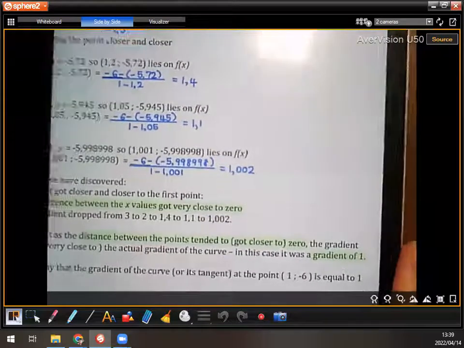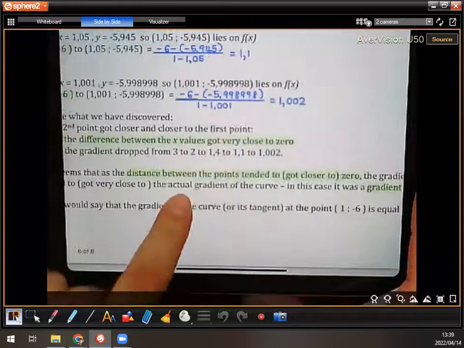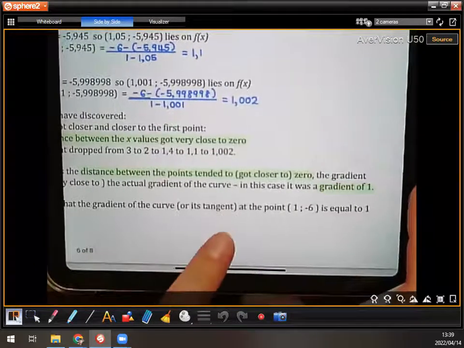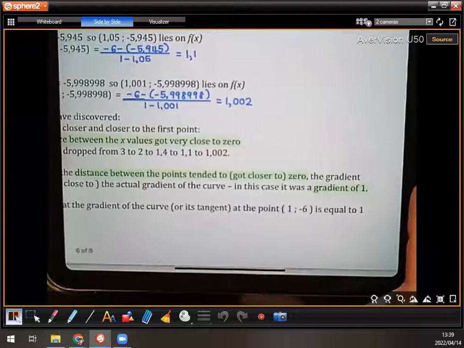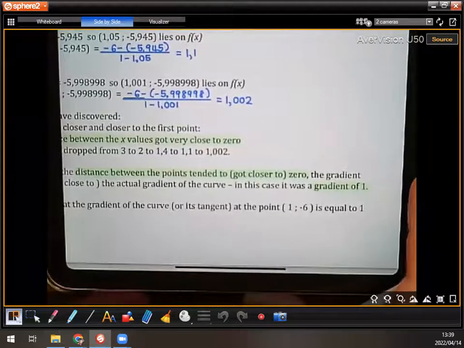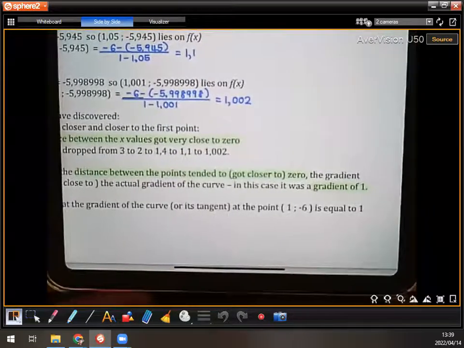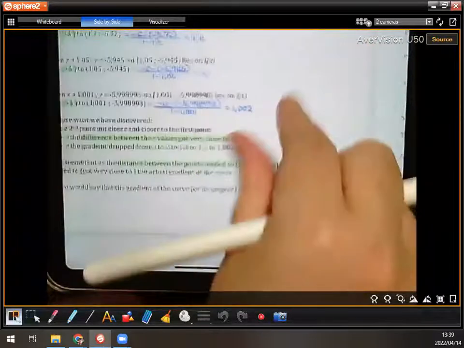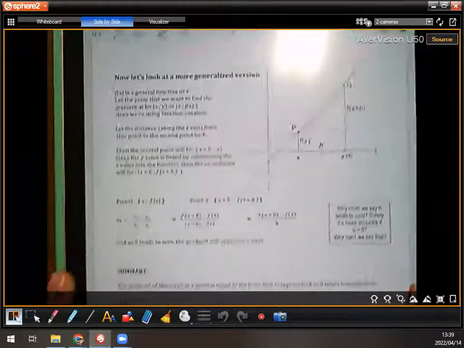So now, in the very last sentence on that page, they are saying, so we would say that the gradient of the curve or its tangent at the point 1, negative 6 is equal to 1. Okay, but it took us a very long time to work that out. So we want to come up with a general formula so that we can get the answer by just subbing it in. Okay, instead of calculating 5 different gradients and then making a conclusion. All right, next page.